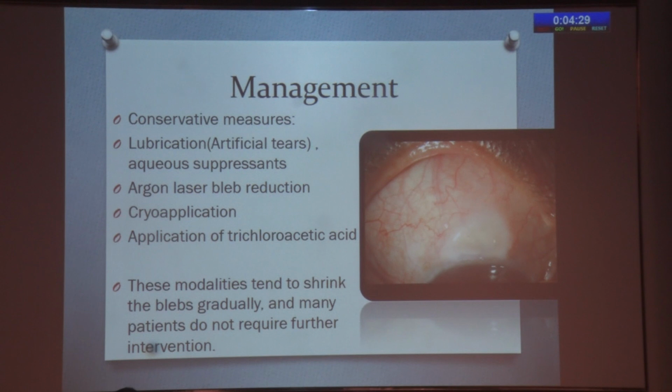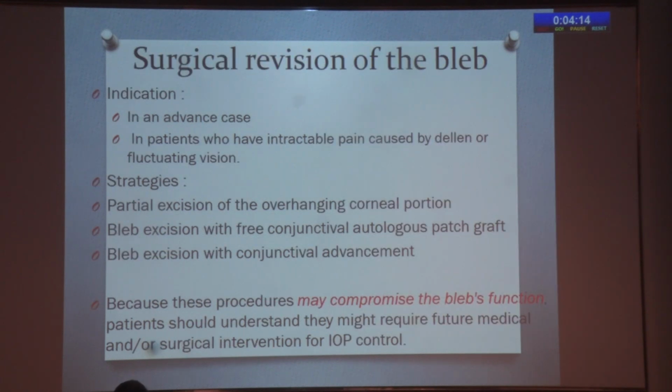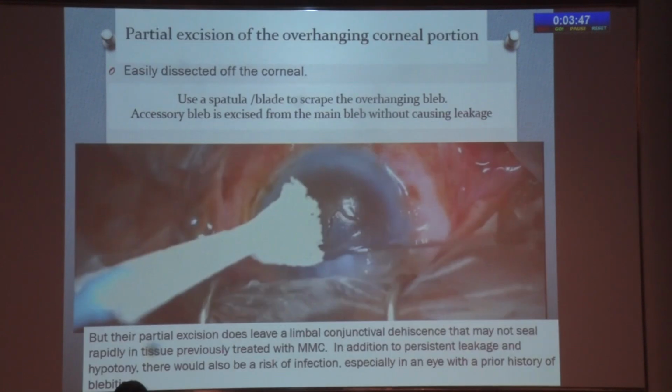Conservative management always starts with the lubrication. Laser can be applied to the bleb margins or cryo application, but I am not using those because in the past we have tried that and it's not working in my hand. So there are 3 strategies that can be done: partial excision of the overhanging part of the corneal portion, and then you can have a free conjunctival autograft, patch graft of the same patient, or you can do the bleb excision with conjunctival advancement. Remember that these procedures may compromise the bleb function, so counseling of the patient should be done that they might need anti-glaucoma medication in future to control the intraocular pressure.